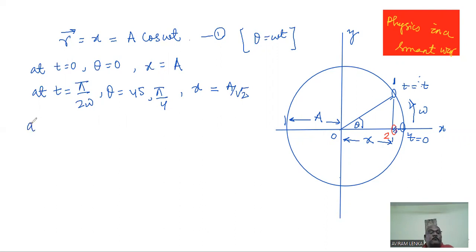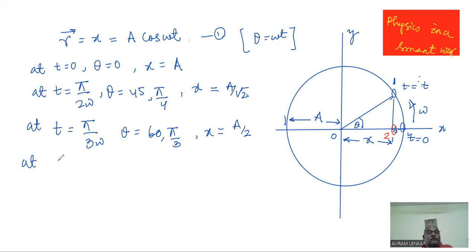After some time, say theta is 60 degrees. Normally we talk of that as pi by 3. So that will be time equal to pi by 3 omega. We'll be having x equal to, here you have to put cos 60. Cos 60 means half, that will be a by 2.